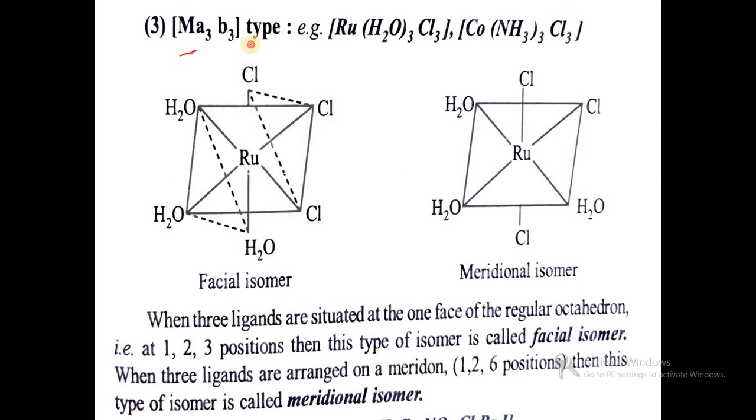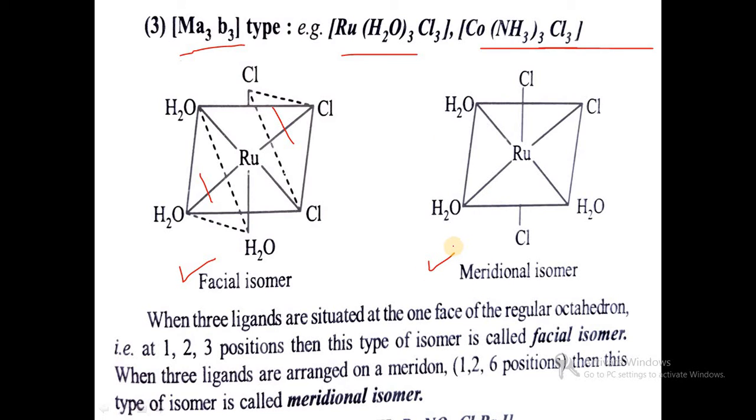So in the case of the MA3B3 type, for example, Co(NH3)3Cl3, that is triamminetrichlorocobalt(III), or triaquatrichlororuthenium(III). In this case, for ruthenium, 3 chlorines are kept in one triangle and 3 waters are kept in another triangle. In this position, they are called the facial isomer, and in this arrangement, with 3 chlorines and 3 waters kept like this, it is the meridional isomer.